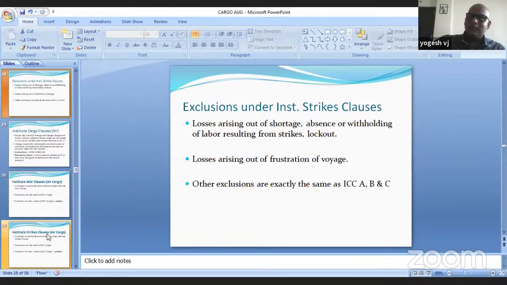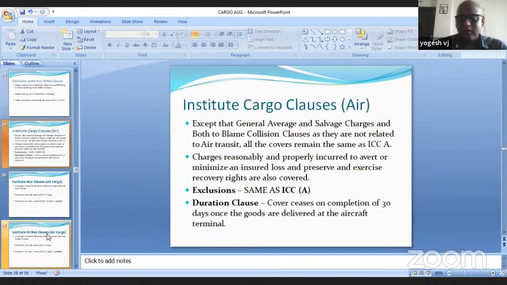And there the strike is still going on, the civil commotion is still going on. The vessel stands over here. This is called frustration of voyage. It is just standing here, it cannot move ahead because there is some unrest at the port. This is called frustration of voyage. So if there is a loss leading to this, it will be excluded under Institute Strikes Clause. Other exclusions are exactly the same as ICC A, B, and C. We have gone through this.